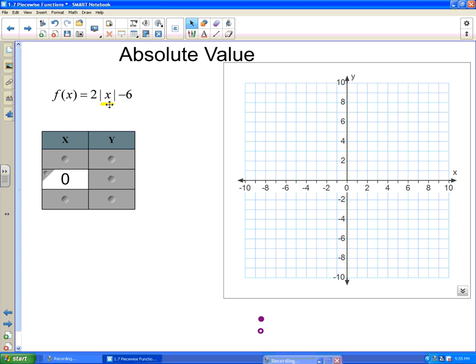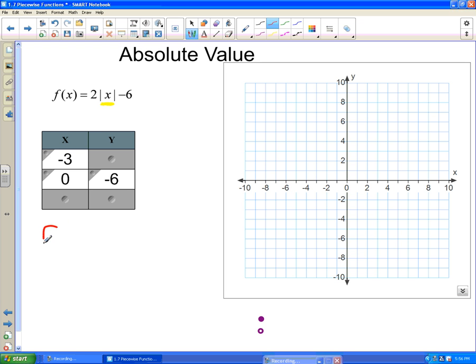If x is 0, I have 2 times 0, which is 0, minus 6. I get a minus 6 to come out. And this is going to be my vertex. Okay? Then I want to pick an input that is less than 0. So I could pick -3. And then I'm going to input the -3 and see what comes out.